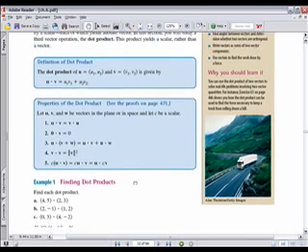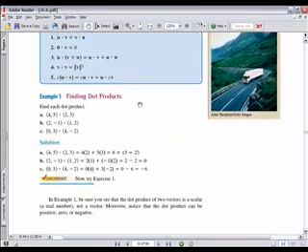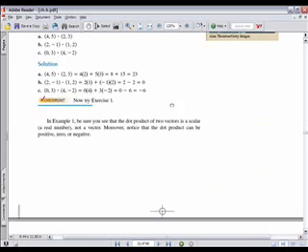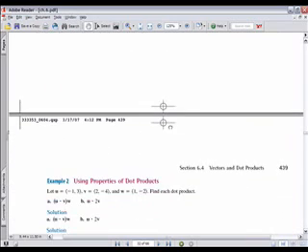Finding some dot products, here are a few quick examples. 4, 5 dot 2, 3 is 4 times 2 plus 5 times 3. 2, negative 1 dot 1, 2 is 2 times 1 plus negative 1 times 2, and you get 0. And then here's 0, 3 dot 4, negative 2, another dot product. So again, you get a scalar and not a vector.